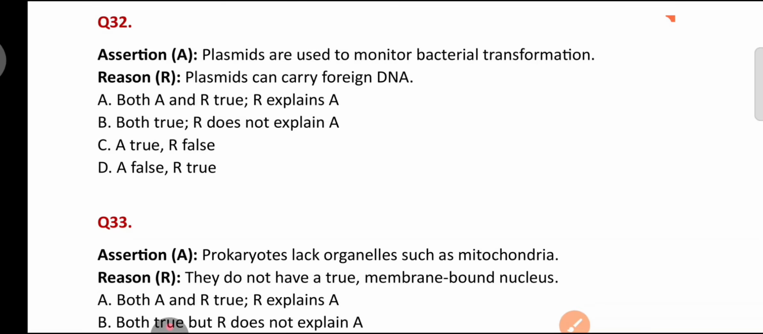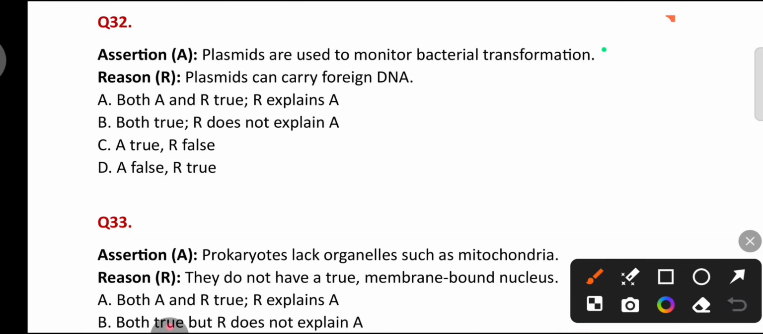Plasmids are used to monitor bacterial transformation. This is the correct statement. Plasmids can carry foreign DNA. This is also correct. And here, both are true and the reason explains the assertion.